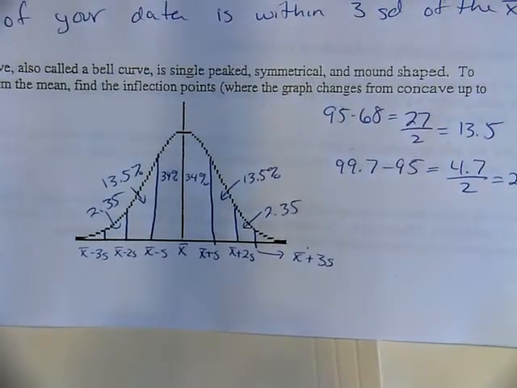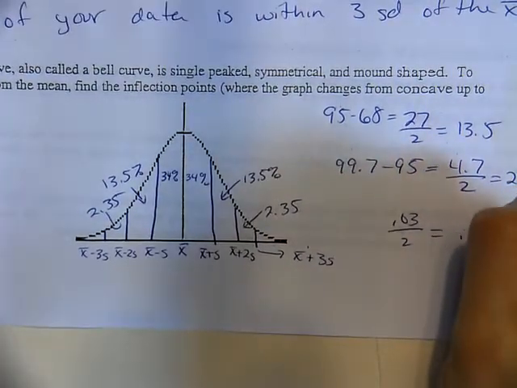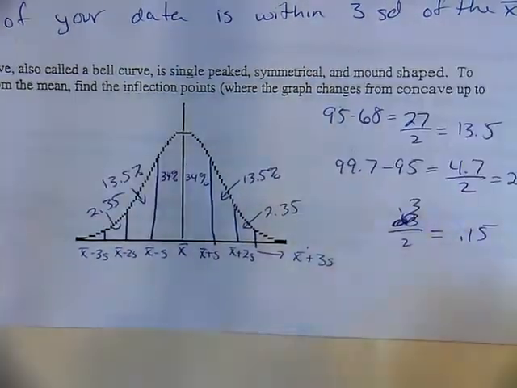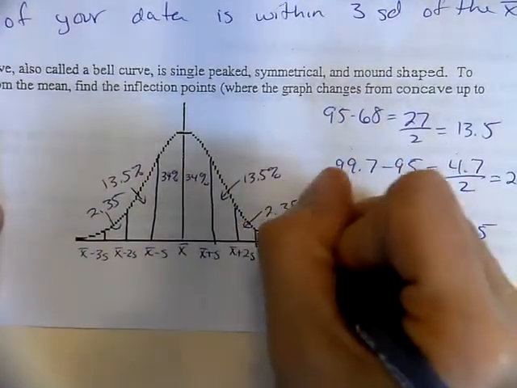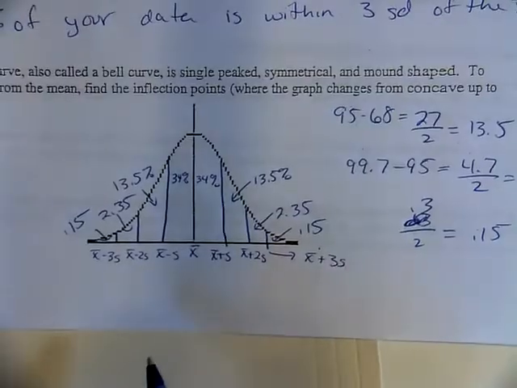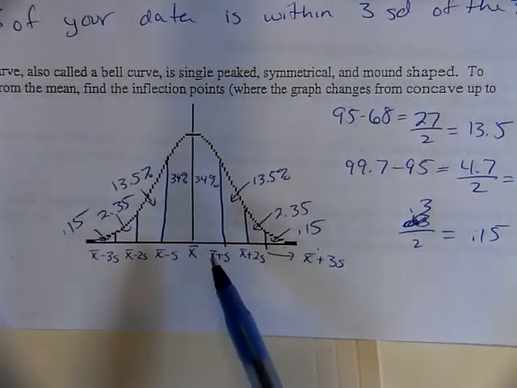Now, you still have leftovers, right? You have 0.3 left over, divided by 2, you get 0.15. So 0.15, 0.15. So you need to know this breakdown. You can easily Google it. Just put bell curve, normal curve, and it'll come up.